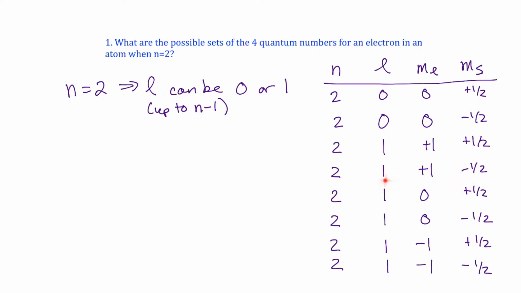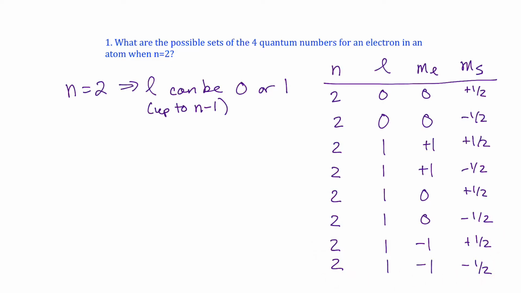We have another p orbital with a different orientation, m sub l equals 0. That orbital can have electron spin up or spin down, so we get another two options for that. And our third p orbital, m sub l minus 1, again gets options for spin up and spin down. So we get another two options there.